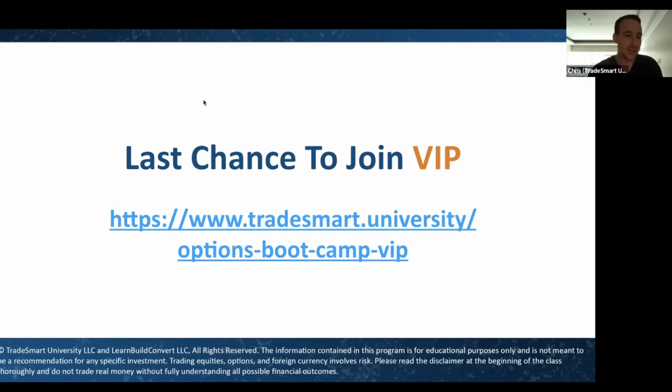Cool. I lost you on rho. Rho is interest rate changes. So it just measures how the option price will change as interest rates go up.